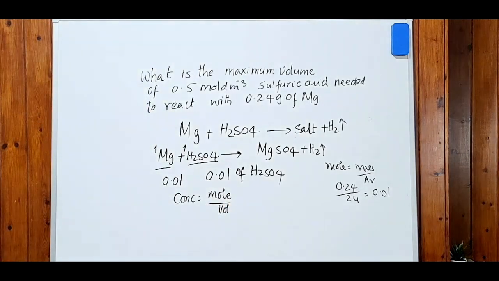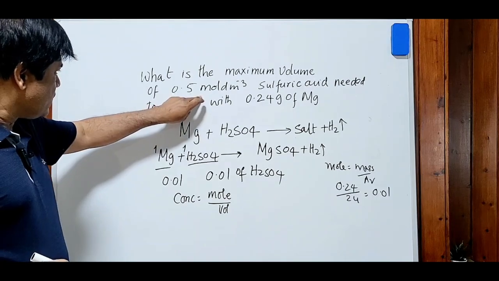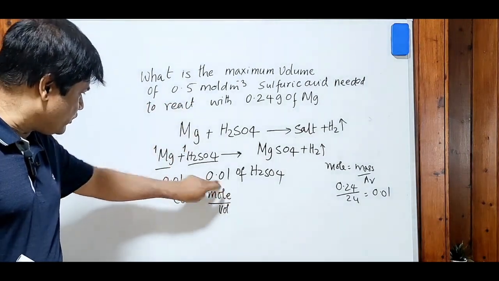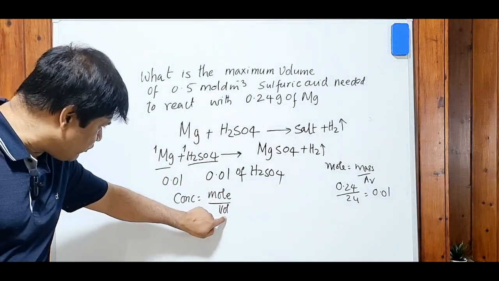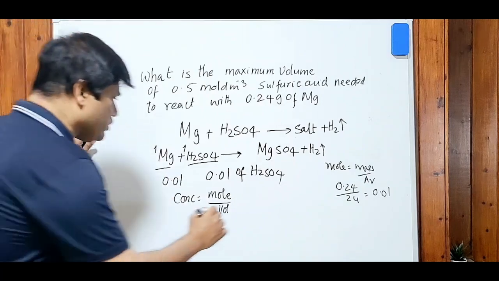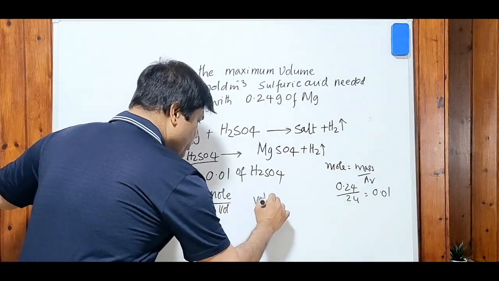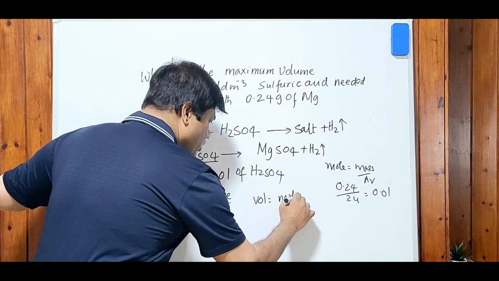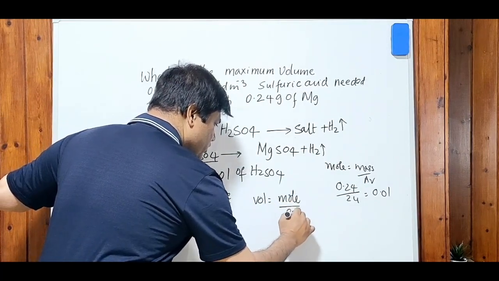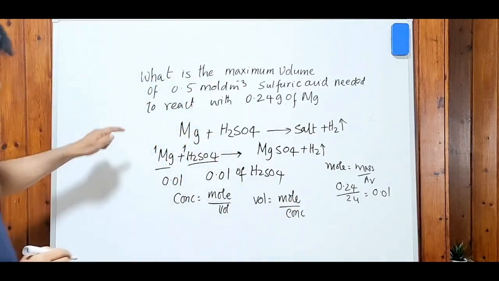Do we have a concentration? Yes. Do we have a mole? Yes, mole of the sulfuric acid. And we have to work out the volume, so rearrange it. So volume equals mole over its conc. What's the mole? Just now we got it.